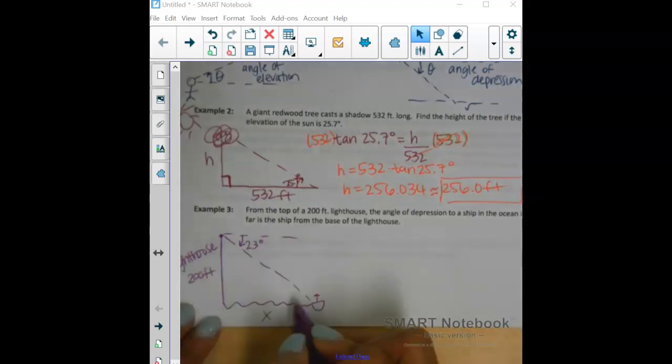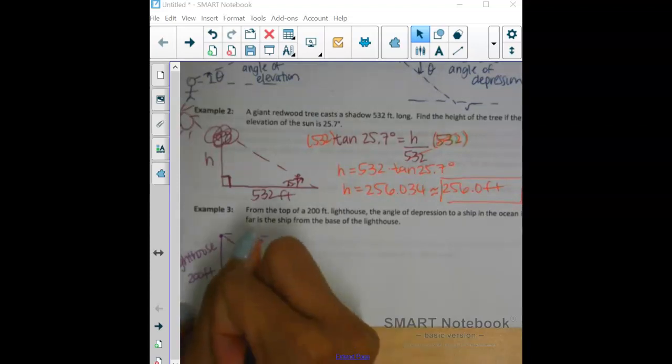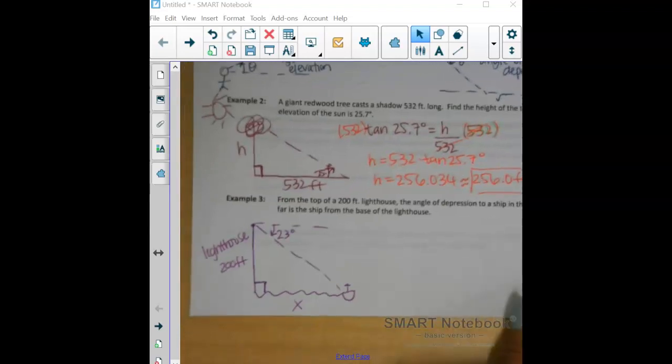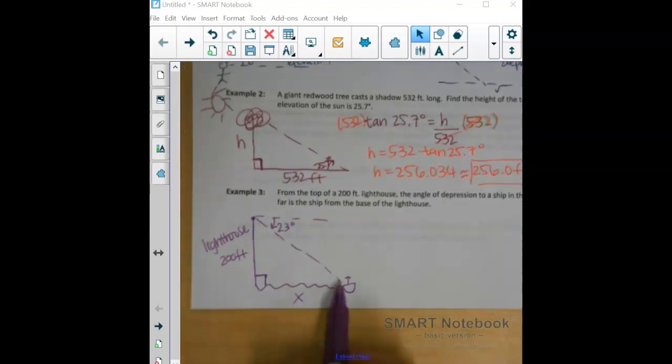We can assume, since it didn't tell us otherwise, that this is a 90-degree angle. It's perpendicular to the ground or the ocean. But I need to figure out what to do because I don't have any angles within this triangle. What can I do besides panic and want to leave my class? What can I do?